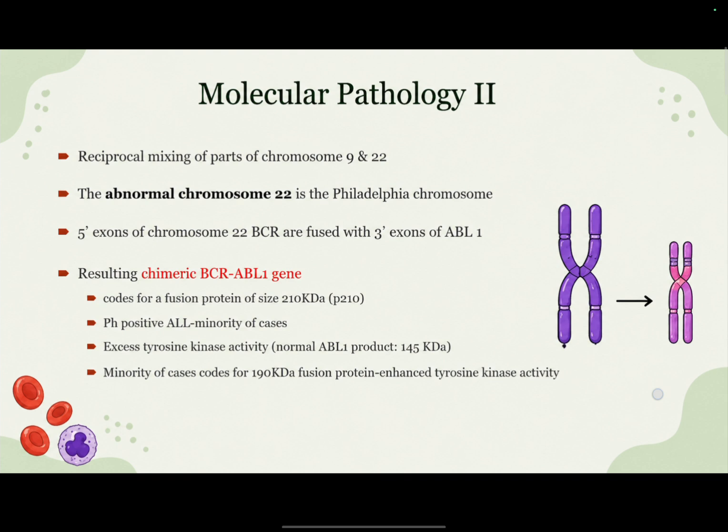the fusion protein of size 210 kilodaltons, also known as P210 protein, exhibits excessive protein tyrosine kinase activity compared to normal regulated ABL1 product, which is 145 kilodaltons. As a minor clinical note, a smaller 190 kilodalton fusion protein occurs in minority of cases, which is more frequently associated with Philadelphia positive acute lymphoblastic leukemia.